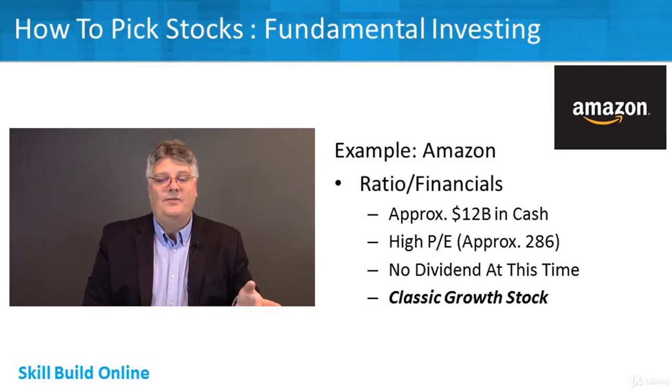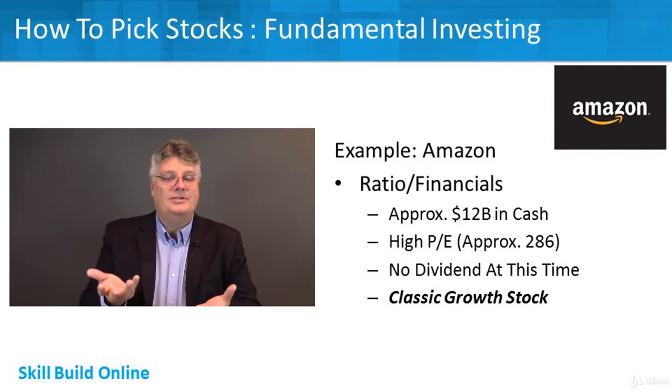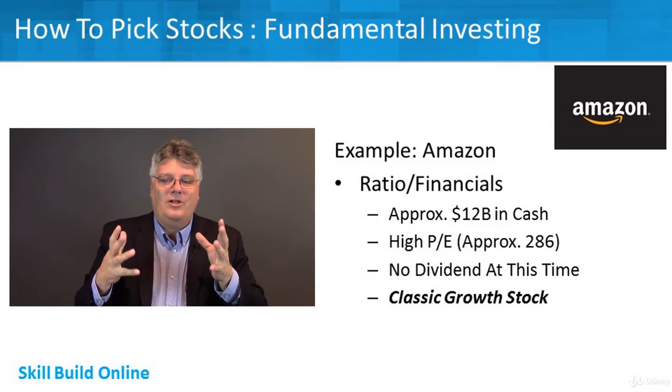Amazon doesn't pay a dividend at this time, so there's no dividend measures, because they're a classic growth stock. They don't want to pay us, you and me, the investors, as a dividend. They want to take that money and invest it in new things in the company to help grow the company and get our return on our investment through capital appreciation, as in the stock price keeps going up and up and up is the idea. So they're a classic growth company.